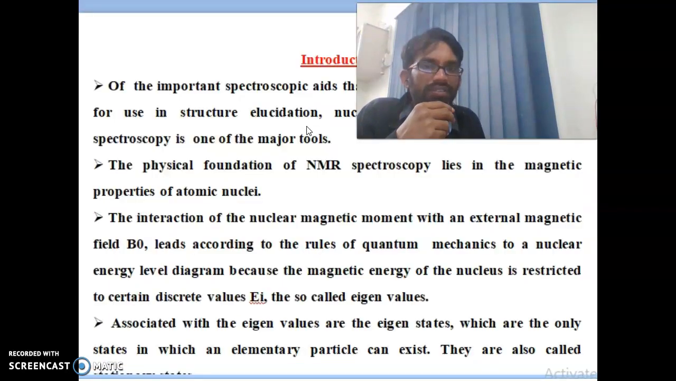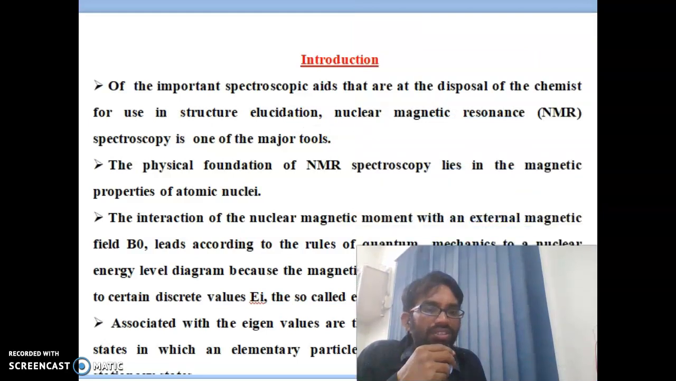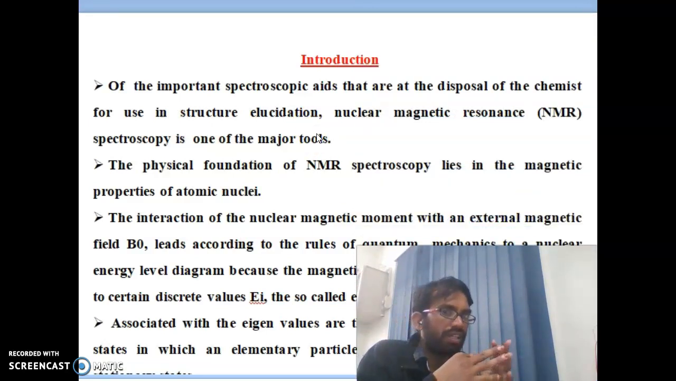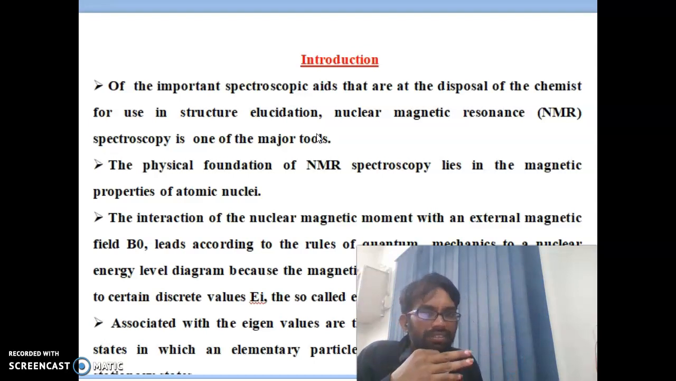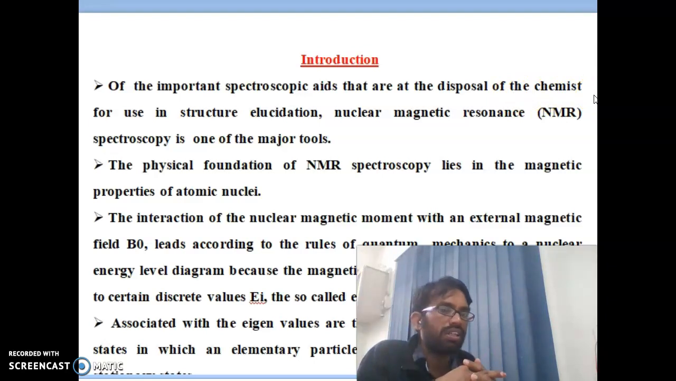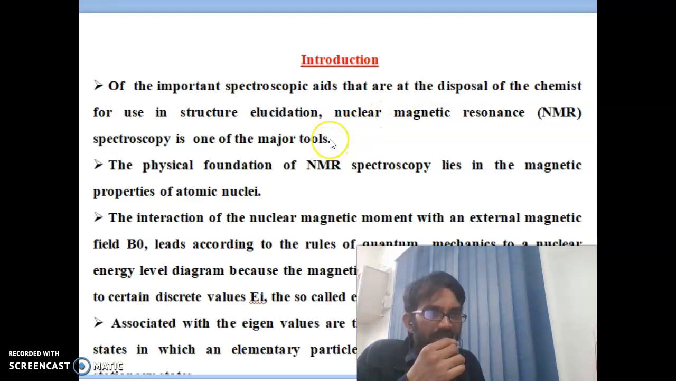You can see the first slide, introduction: the basics of what NMR spectroscopy is. Among the important spectroscopic aids at the disposal of the chemist for structure elucidation, nuclear magnetic resonance spectroscopy is one of the major tools. Nowadays NMR spectroscopy is a very important technique, especially in chemistry for structure determination.